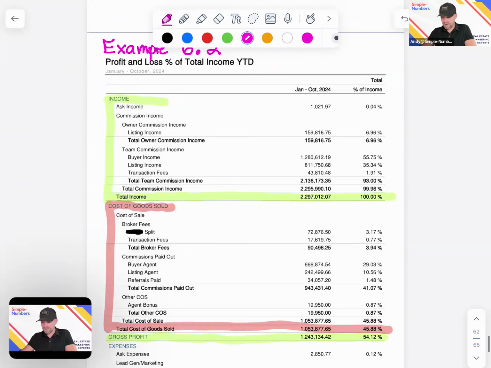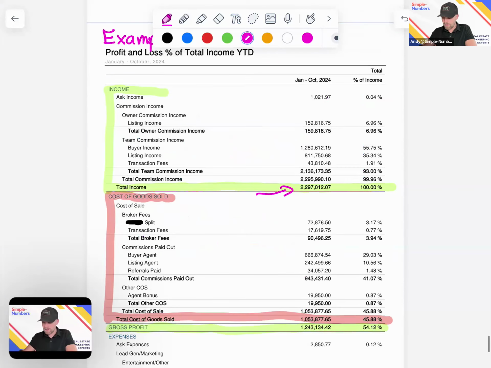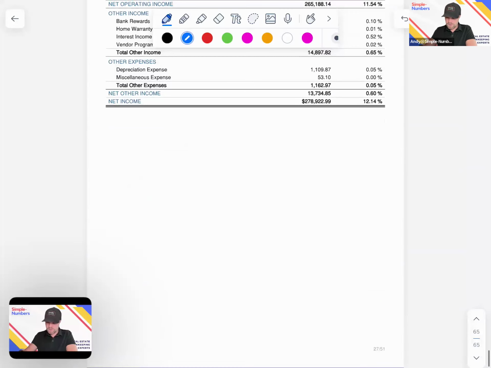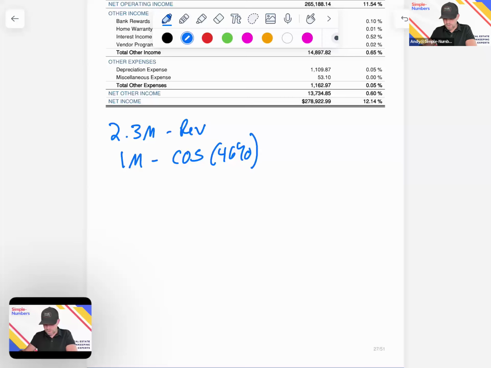So another example of that, I want to give you one more around this, is this team, January through October of this year, 2.2, almost 2.3 million in revenue. And then if I scroll down, I'll show you all the numbers. So they had 2.3 million in total revenue. They had 1 million in cost of sale, which was 46%. So another one with under 50% cost of sale, 1.3 million in gross profit. And again, 0 owner deals.